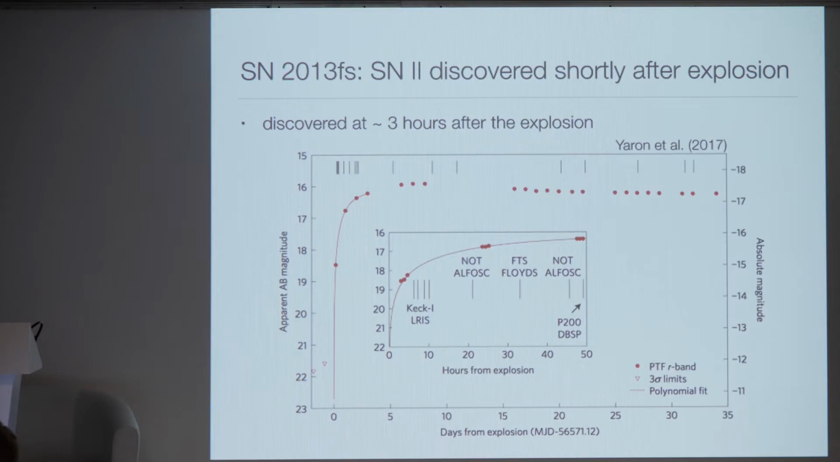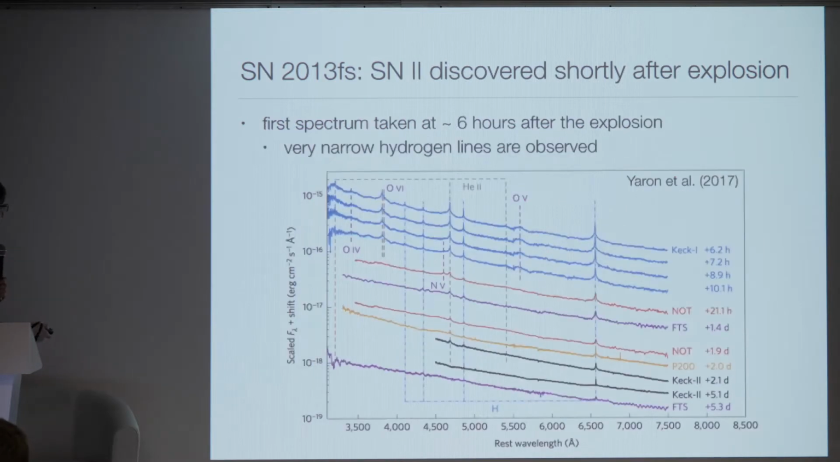So they found this supernova 3 hours after the explosion, and then they took the first spectra at 6 hours after the explosion. So they could take a very early spectrum. The spectra they got looks like this, and this was 6 hours after the explosion, and 7, 9, 10. And what they found is that this spectra is really narrow. So they found the supernova just after the explosion looked like type 2n supernovae with narrow lines.